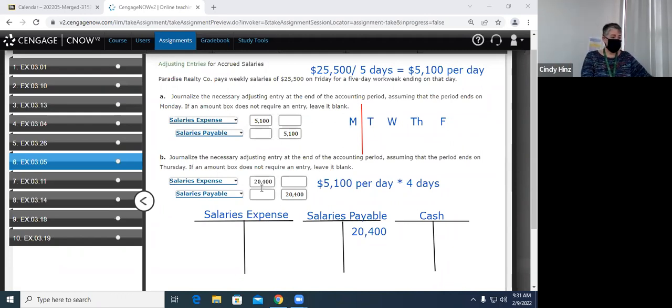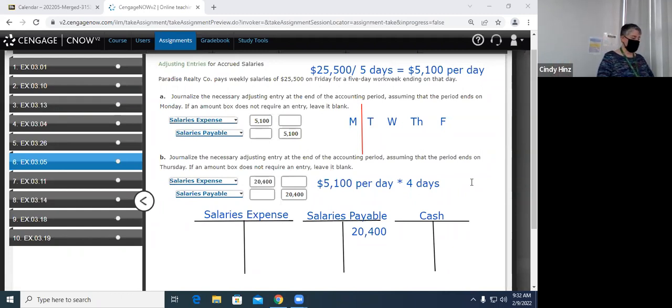So our adjusting entry here, I'm going to change my color so you can see the difference. Our adjusting entry in part B was a debit to salaries expense, a credit to salaries payable. I already erased the debit to salaries expense because that's a temporary account. It gets zeroed out at the end of the month. And so this is the same starting point. We start the next month.